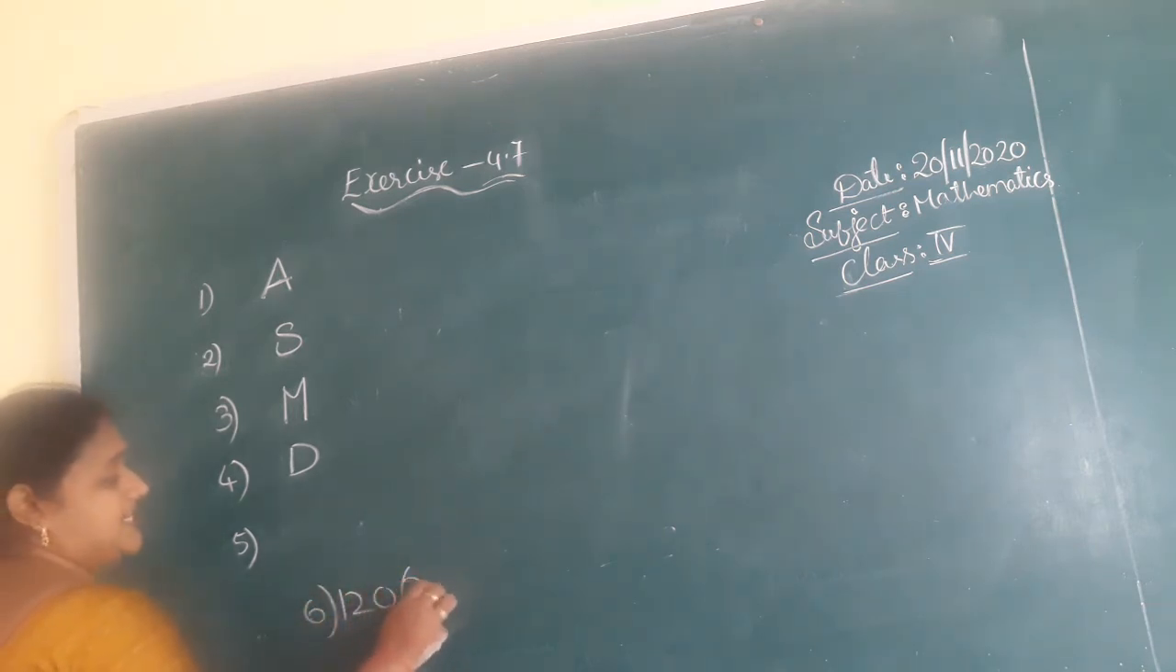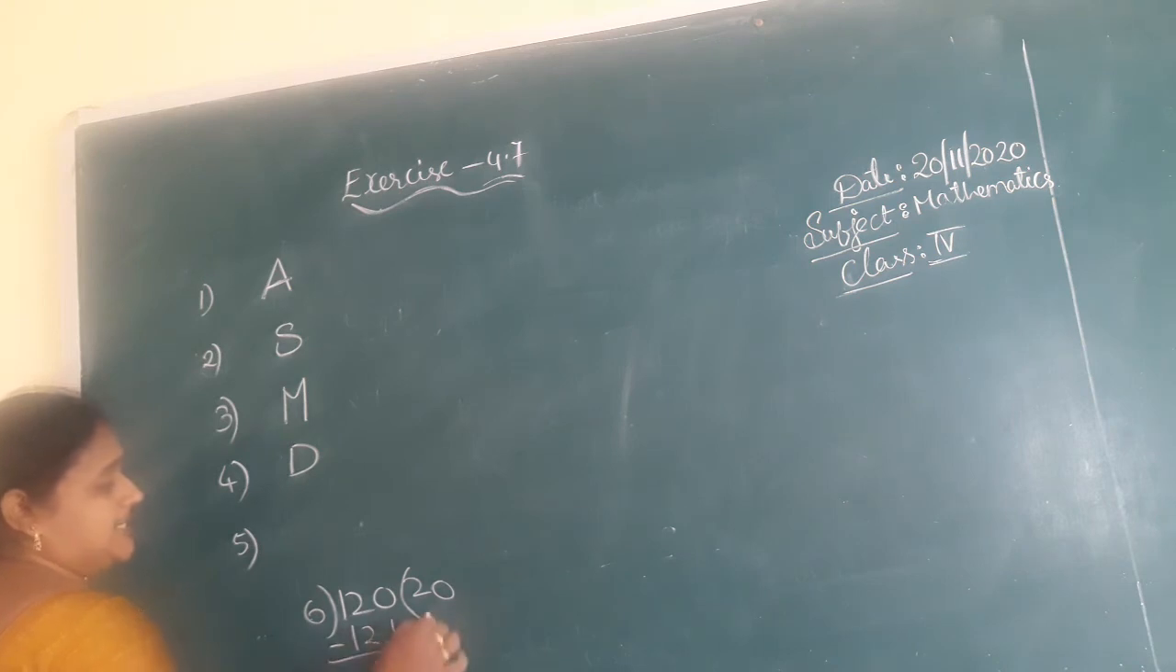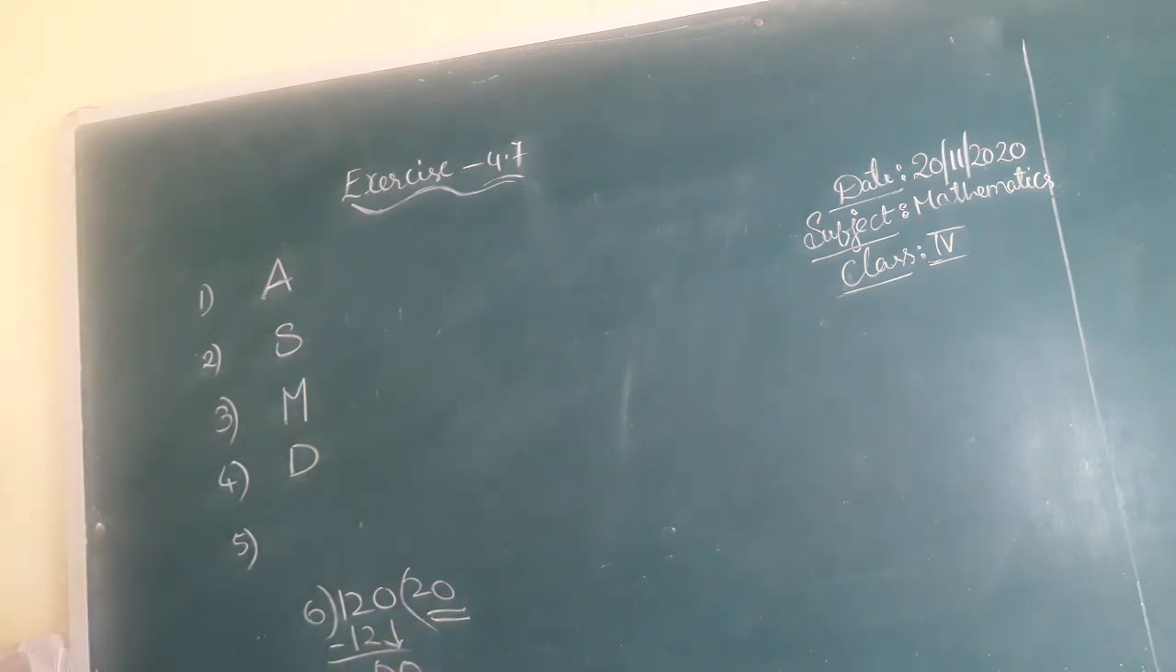6 table 12. 6 twos 12. Remainder 0. Drop down 0. 6 zeros 0. Remainder 0. So the answer is 20. 20 boys. What did I do here? I did division. Okay. See the next one.